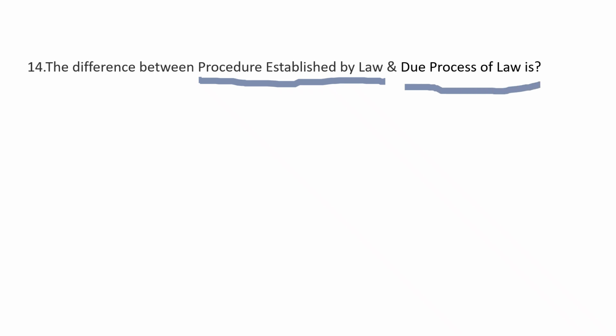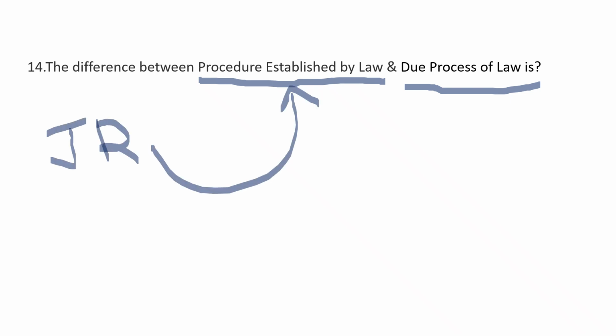The difference between the procedure established by law and due process of law. In one of the previous questions, we have seen that for judicial review, the Supreme Court follows the procedure established by law in India. If it is in USA, they follow the due process of law. Let us see the difference. The procedure established by law checks for the law, that means if there is a law or not to deprive the life and personal liberty of a person. Okay, and the Supreme Court will follow that law.